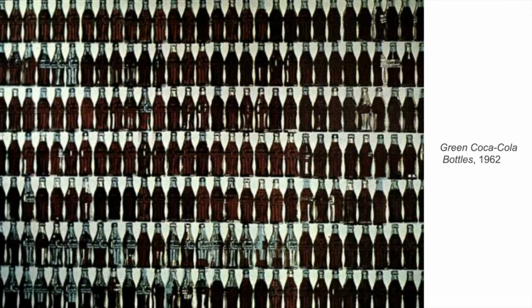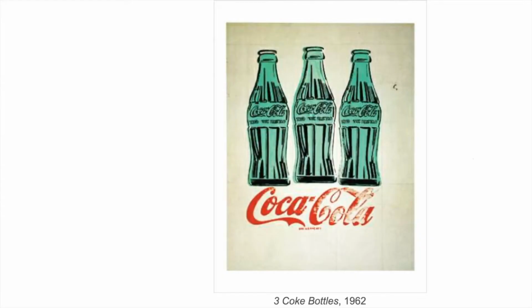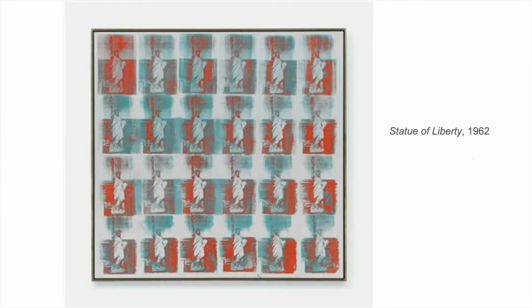And you can see more examples of repetition here with this green Coca-Cola bottles painting that he created in 1962. And the same here with our 3 Coke bottles, which he created in 1962 as well.